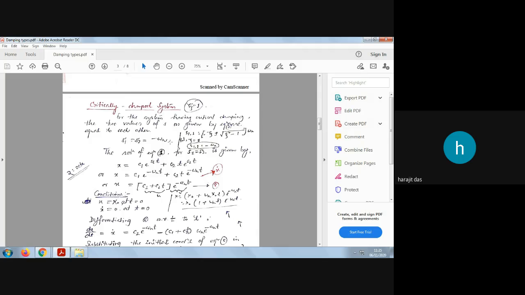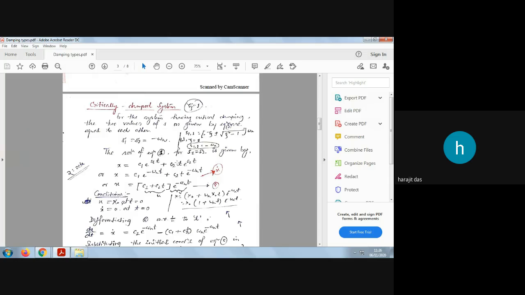Now what will be the solution? If you put it in the general solution, x equals c1 e to the power s1 t plus c2 ... yeah, there is one very important thing. When the roots of the characteristic equation are real and equal, the solution of the differential equation is not c1 e to the power s1 t plus c2 e to the power s2 t, but c1 e to the power s1 t plus c2 t e to the power s2 t. So this extra t term will come.